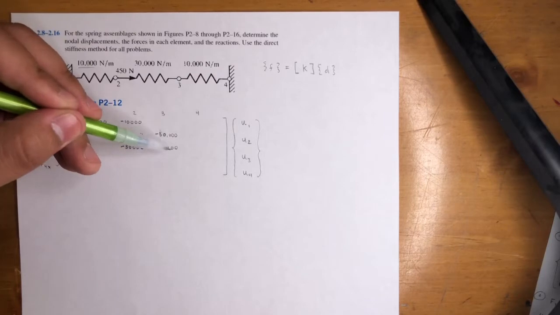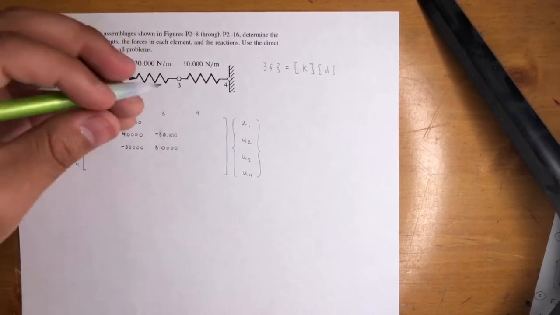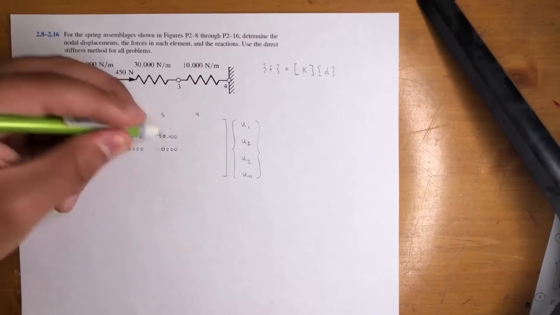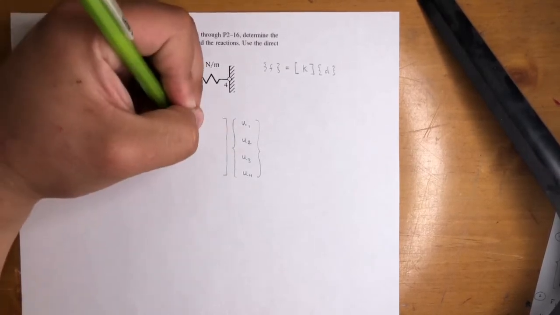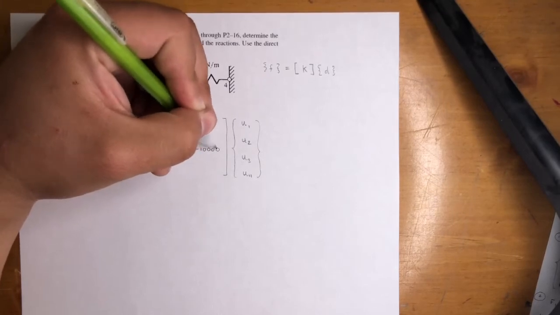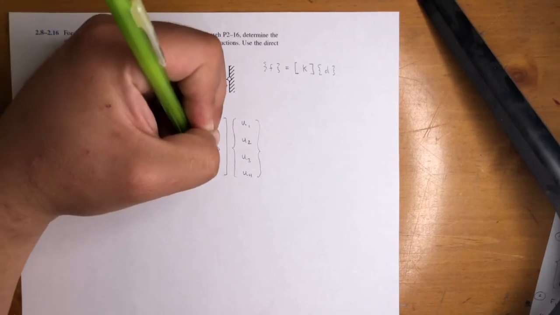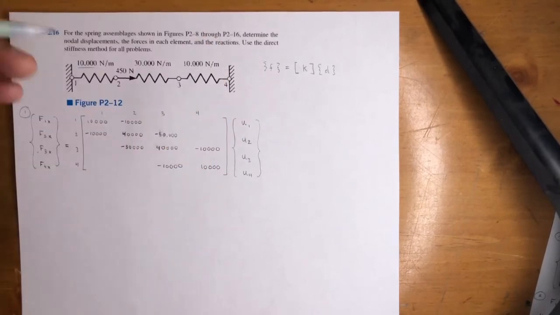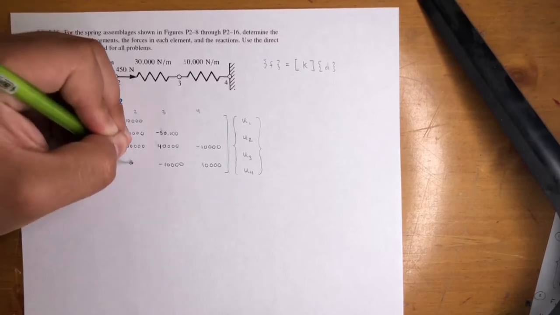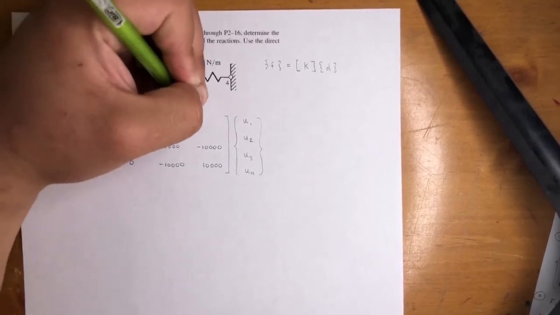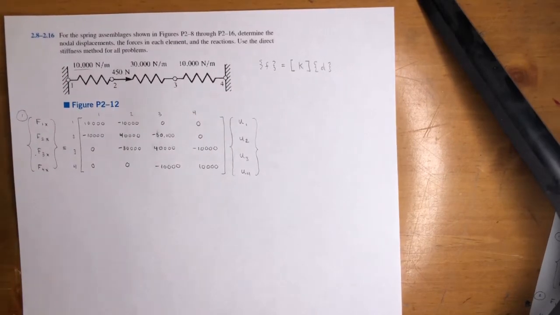So it's going to be 3,3, 3,4, 4,3, 4,4. And we're going to add 10,000. So this one's going to become a 40,000. This is going to be a negative 10,000, another negative 10,000, and 10,000. Hope I didn't confuse you, but if you're still confused on how to do these matrices, just go back and watch any other video. I think in each video I explain it just to make sure.